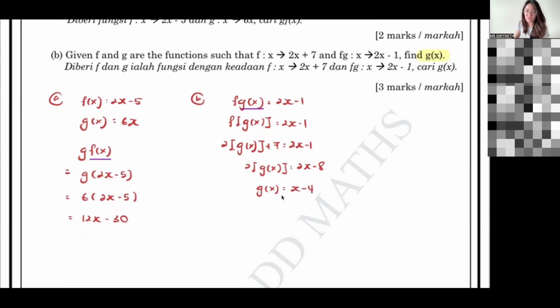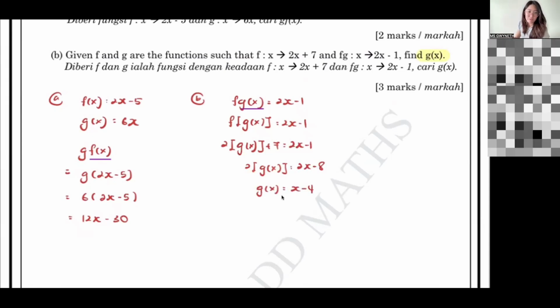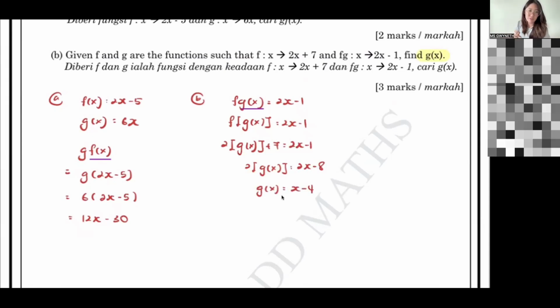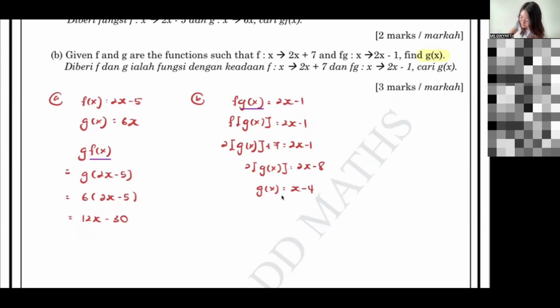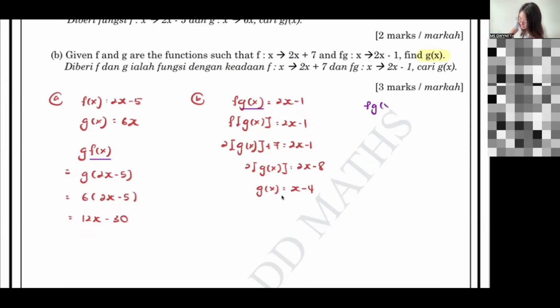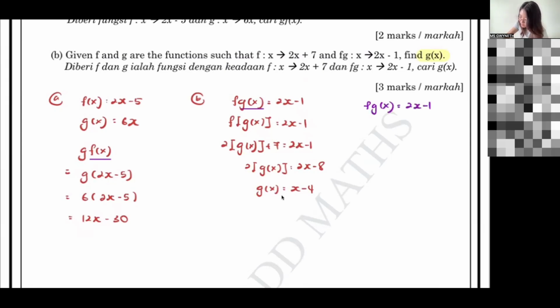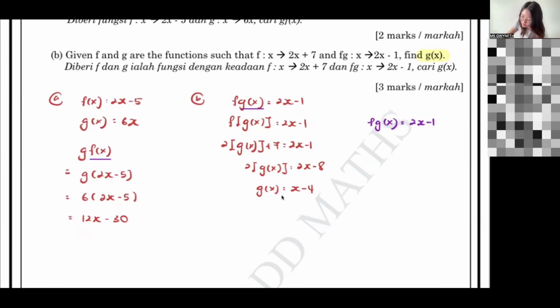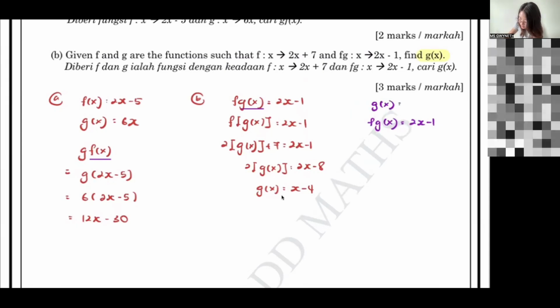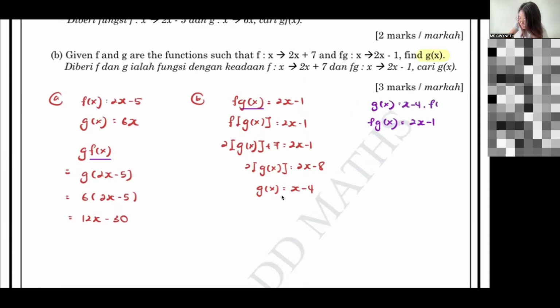Okay, I'll give you an extra question. What if the question is asking you to find f(x), not g(x)? Provided to you, fg(x) equals 2x minus 1. Same thing, I give you the same thing, and this time they give you g(x). They want you to find f(x), then how?